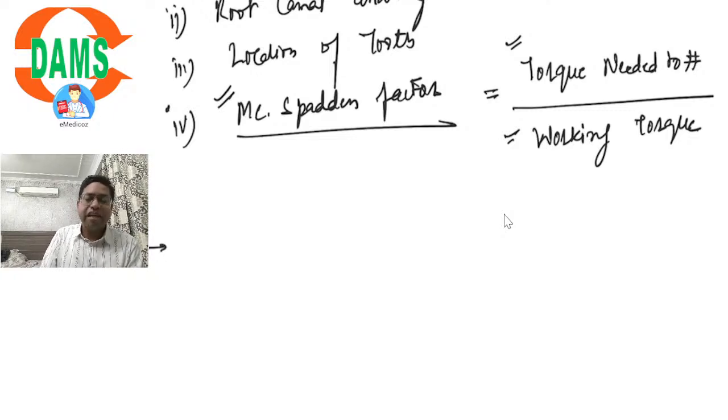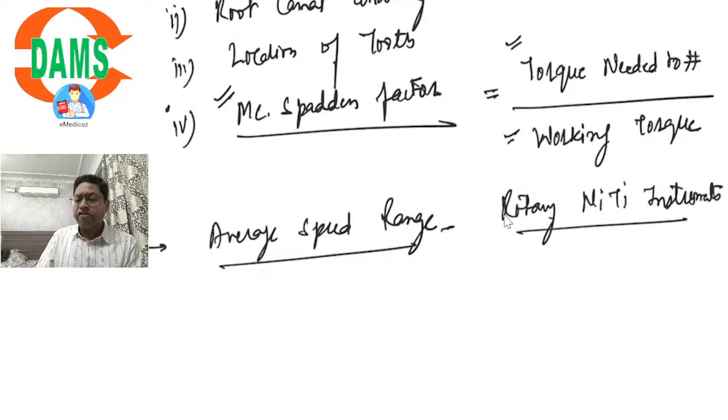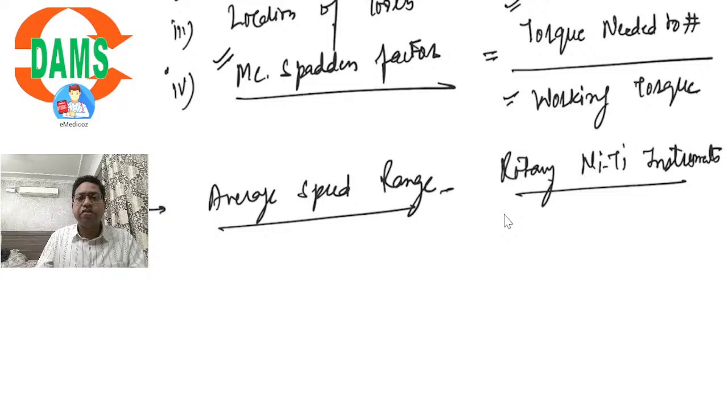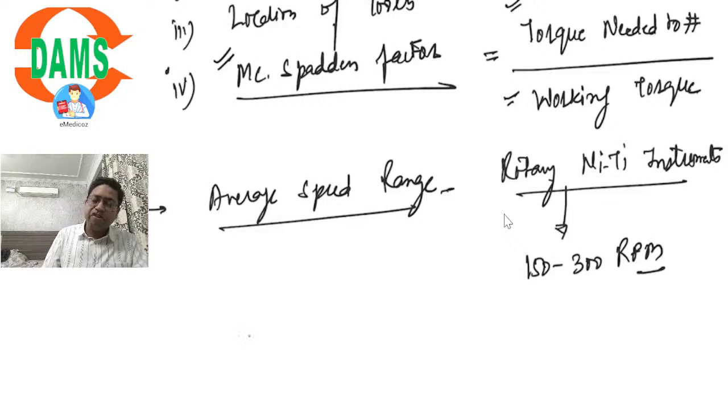Now we have talked about nickel titanium instruments, the average speed range for rotary nickel titanium instruments. Generally, there are specific recommendations for each instrument from the manufacturer, and it becomes very, very difficult to remember. That is not required for you for your NEET examinations. What you have to remember is that rotary nickel titanium instruments are generally operated in the speed range of 150 to 300 RPM.